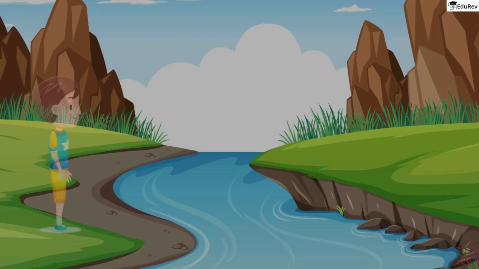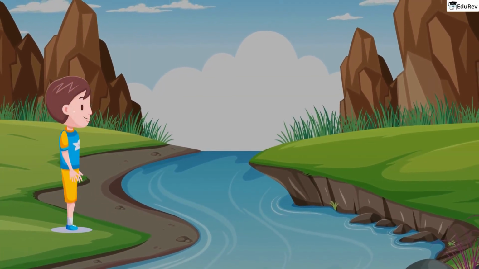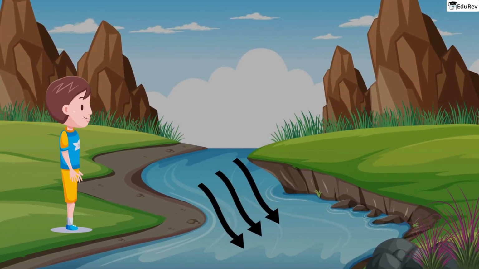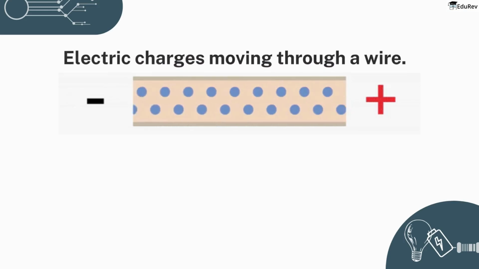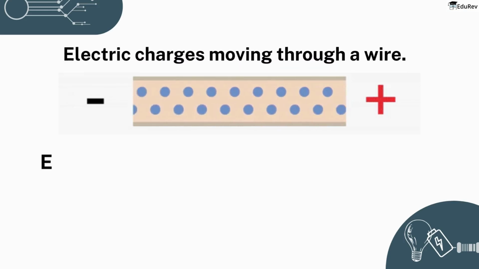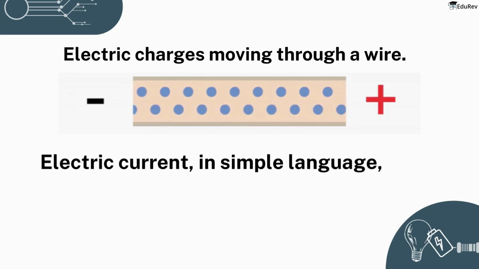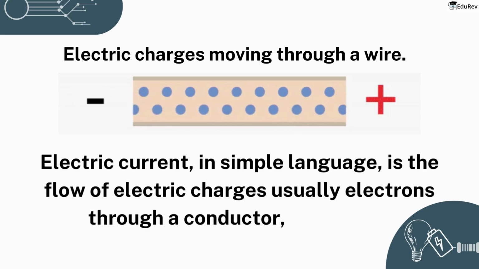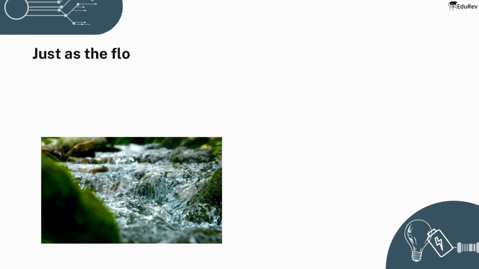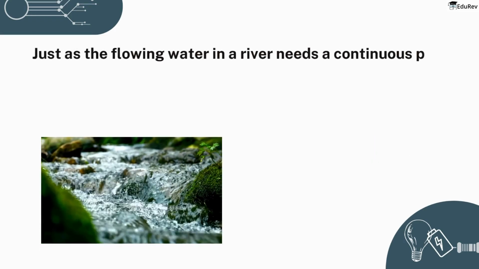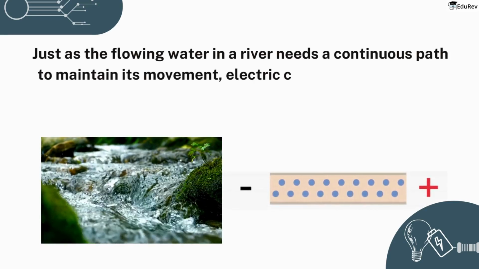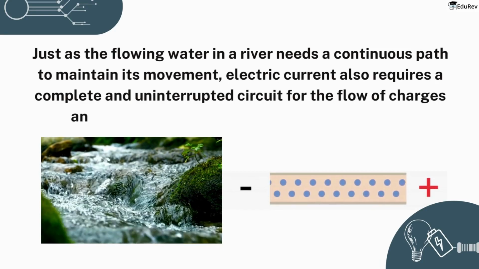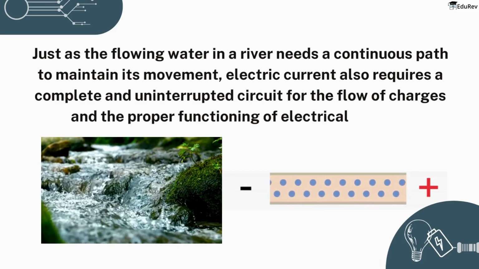Imagine standing by the bank of a river or a water channel and watching the water flow. Now think of that flowing water or water current in a channel as if it were electric charges moving through a wire. Electric current, in simple language, is the flow of electric charges, usually electrons, through a conductor, like a wire. Just as the flowing water in a river needs a continuous path to maintain its movement, electric current also requires a complete and uninterrupted circuit for the flow of charges and the proper functioning of electrical devices.